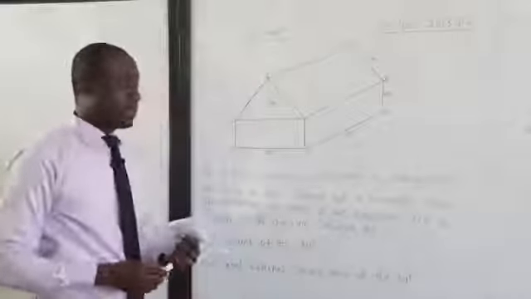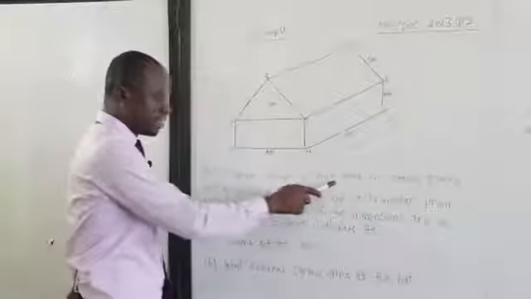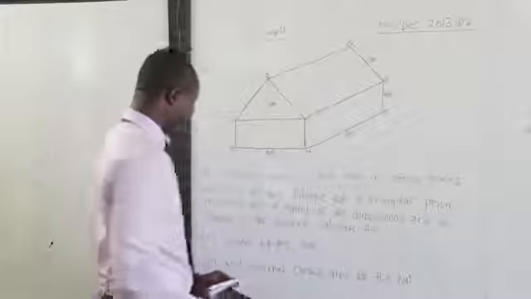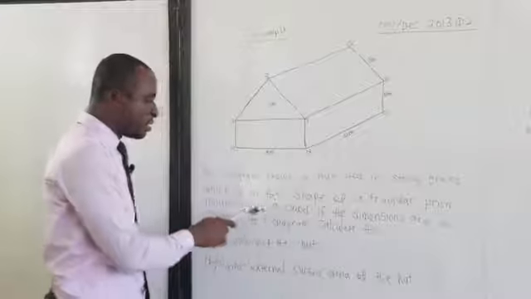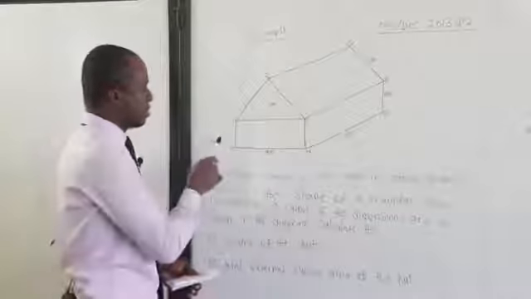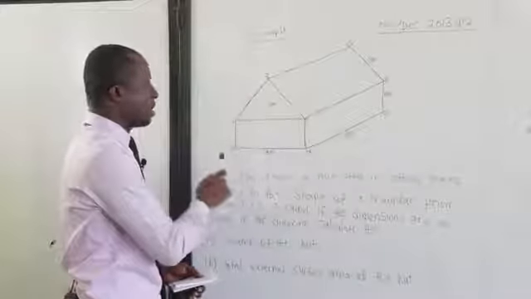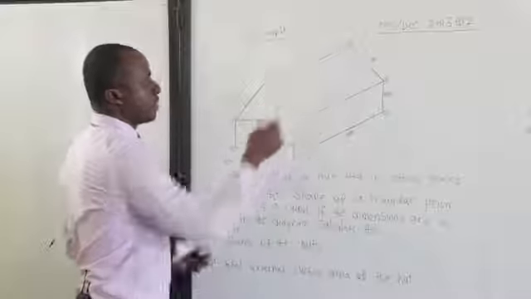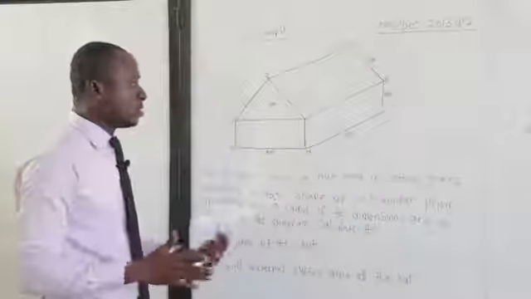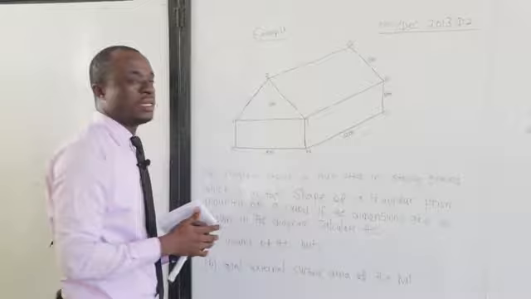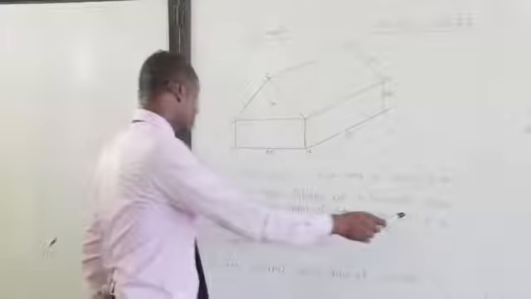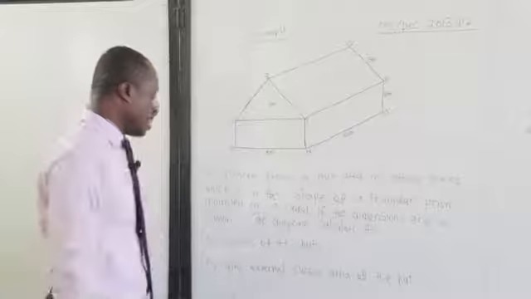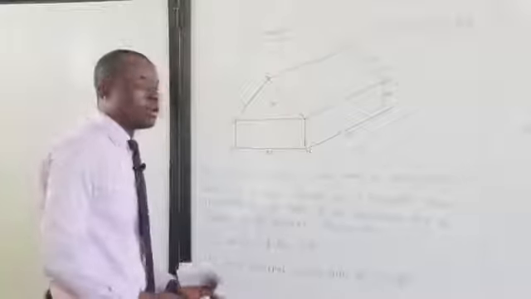Now let's consider this example. The diagram shows a hut used in storing grains, which is in the shape of a triangular prism mounted on a cuboid. So that is the STNMPQ, and then the other side, which is not seen, it is a cuboid. And then we can see a triangle mounted on it. It says that if the dimensions are as shown in the diagram, calculate A, the volume of the hut.